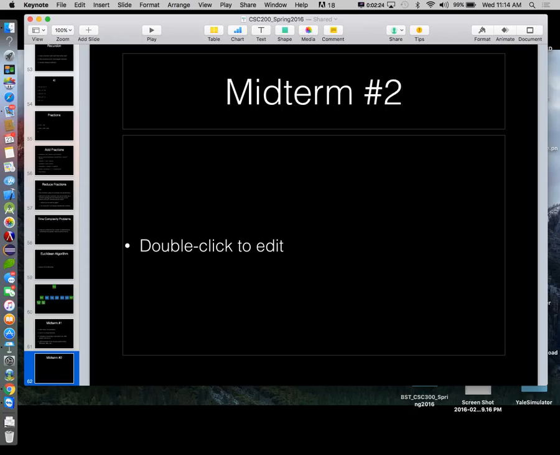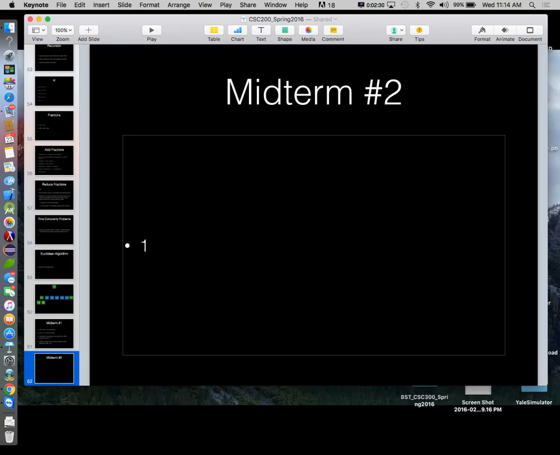Midterm number 2, convert 1001101 from binary into decimal. All right, so I'm going to space this out a little bit.